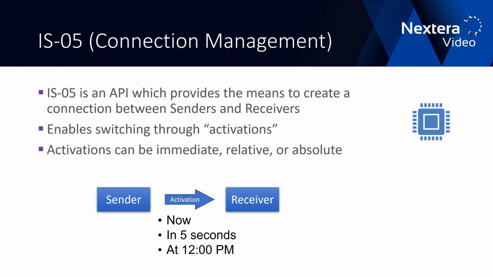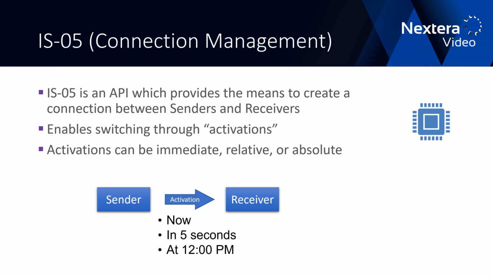So IS-05 was also in one of my previous diagrams, and this is exactly how we do the switching. So you've had your devices that registered to the network, and then how do we do that push button switching? One of the best parts of NMOS, you're on your control panel, clicking a button, switching. This is done through IS-05, and the way that we call it is it's activations, and these switching activations can be immediate, they could be relative, or they can be absolute.